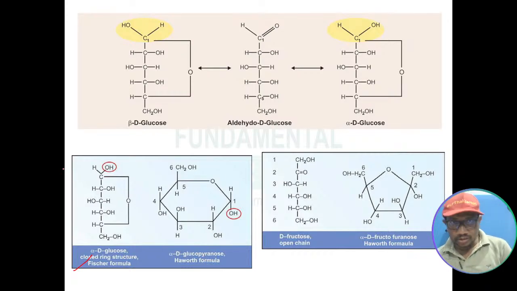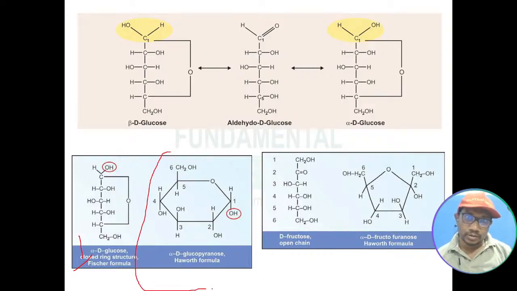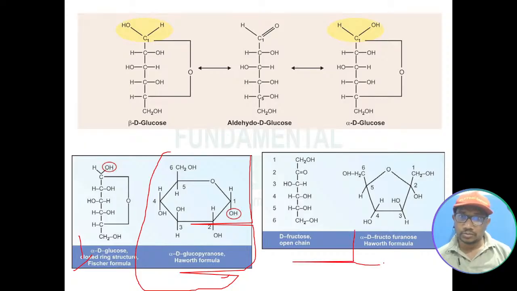We have seen about the furanose and pyranose structure. So if a glucose molecule is cyclized and if you draw a structure like this, this is known as the Fischer formula, and this structure will look like a pyran. That's why pyranose. This is known as the Haworth formula. Fructose: the cyclic structure of fructose will look like a furan. That's why furanose.